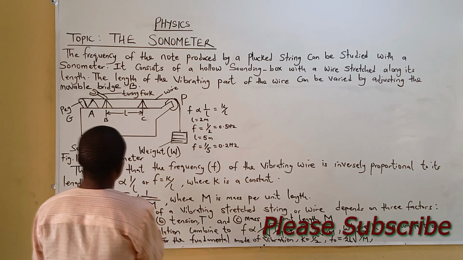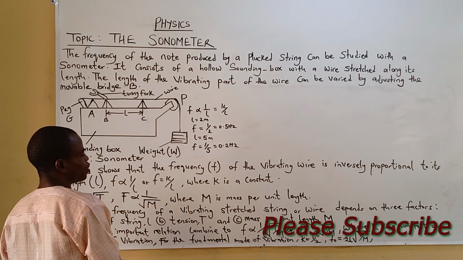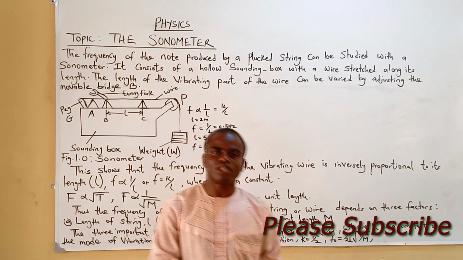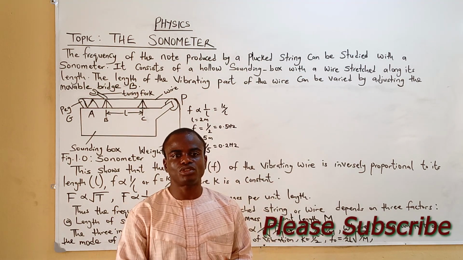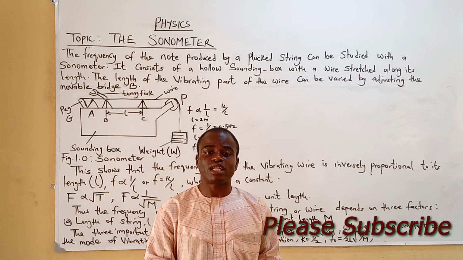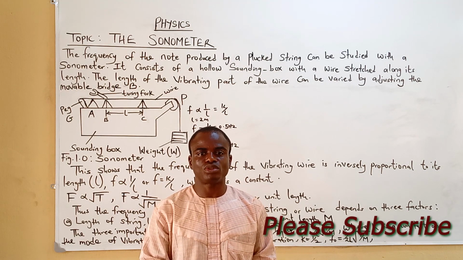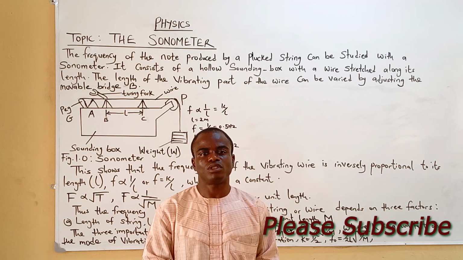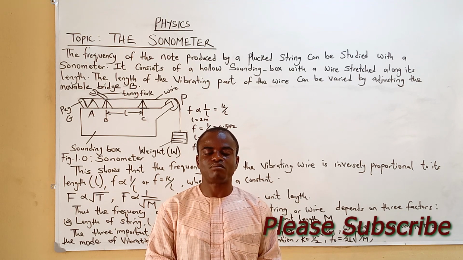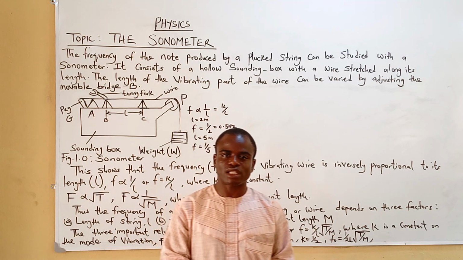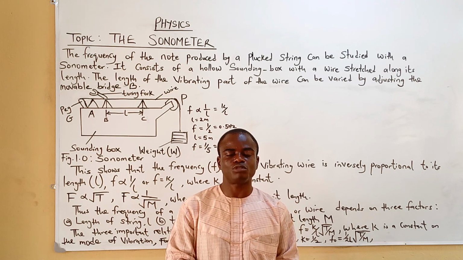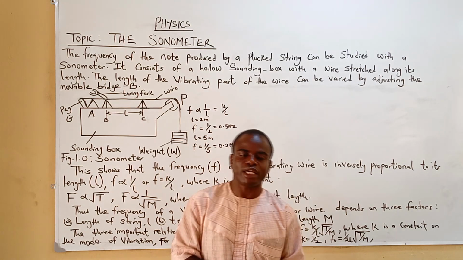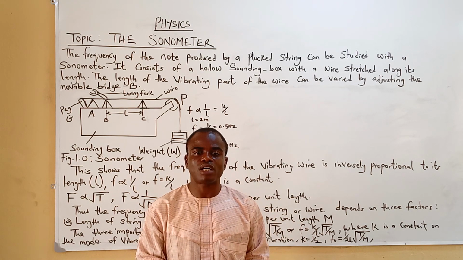Now, let's see how it can be shown. This shows that the frequency of a vibrating wire is inversely proportional to the length, directly proportional to the square root of the tension, and inversely proportional to the square root of the mass per unit length, represented by a capital letter M, in which the unit is kilogram per meter. Mass per unit length: the unit of mass is kilogram, the unit of length is meter, while the unit of M, capital M, is kilogram per meter.